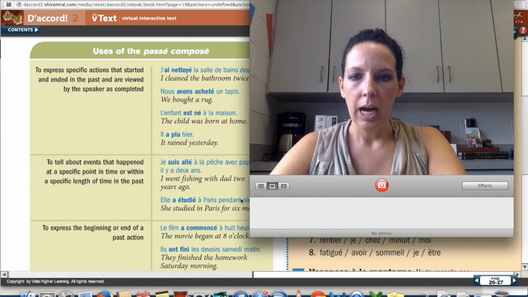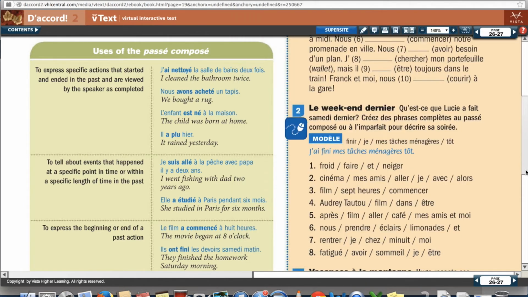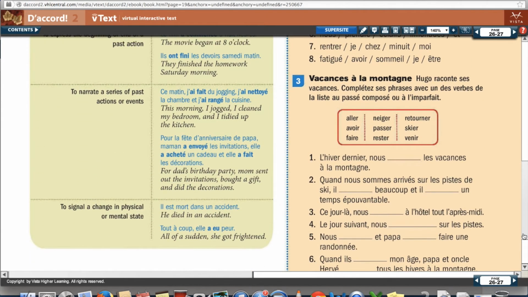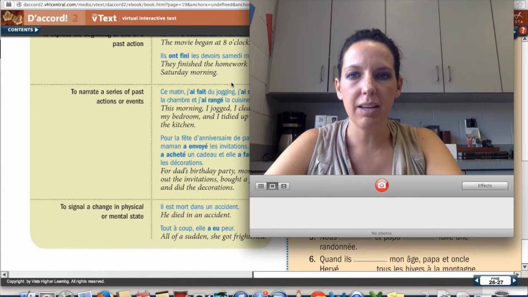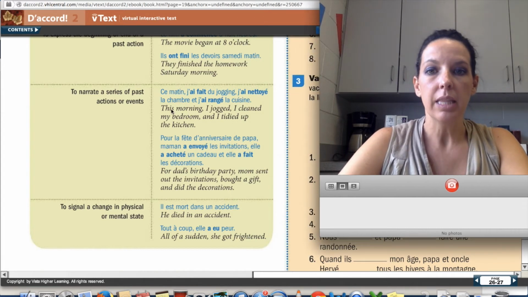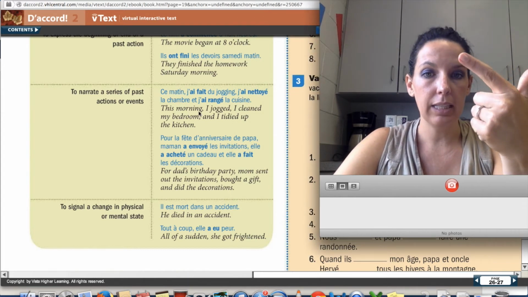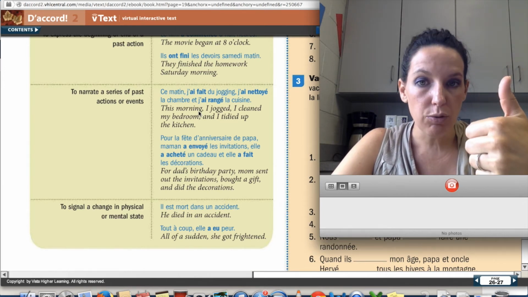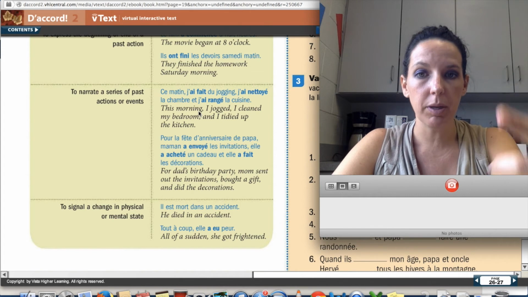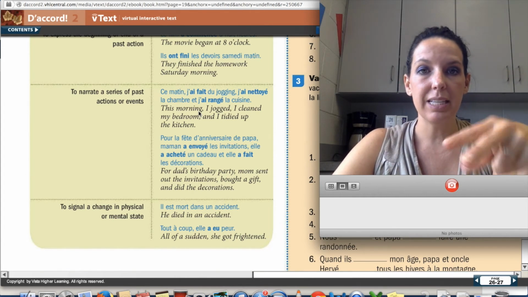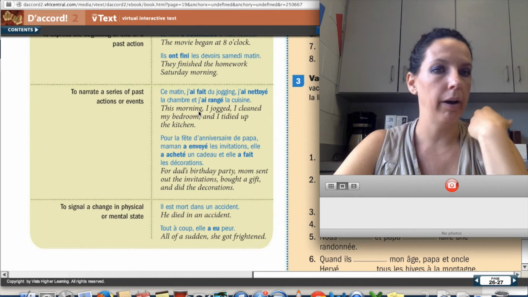All right. Let me scroll down. I'll lose myself again, but that's okay. To narrate a series of past actions or events. This morning, I jogged, I cleaned up my bedroom, and I tidied up the kitchen. Ce matin, j'ai fait du jogging, j'ai nettoyé la chambre, et j'ai rangé la cuisine. So all three of these things happened this morning. Done. I'm finished. I'm out.